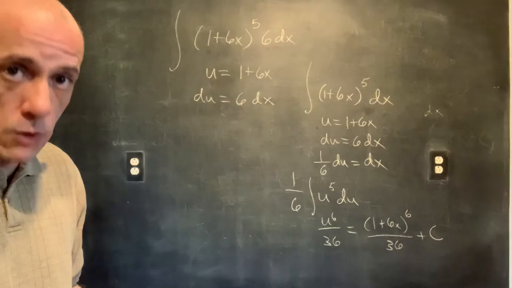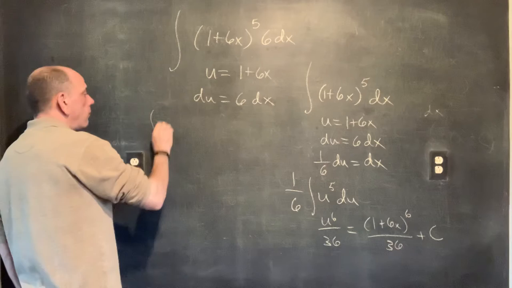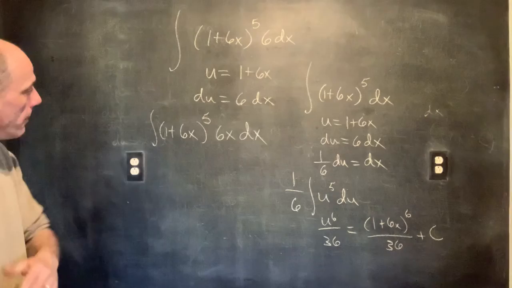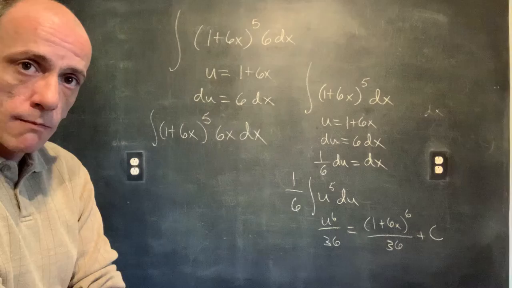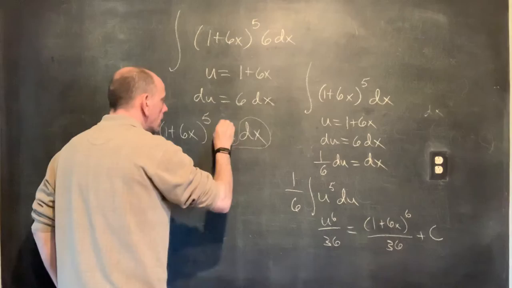All right. Now, what if I had extra stuff? Like, let's say I had the integral of (1 plus 6x) to the 5th, times 6x dx. Am I in trouble now? Well, I still want to sub in for that composite, right? So my du is 6 dx. And I go, awesome, 6 dx is sitting right there. So that's my du.